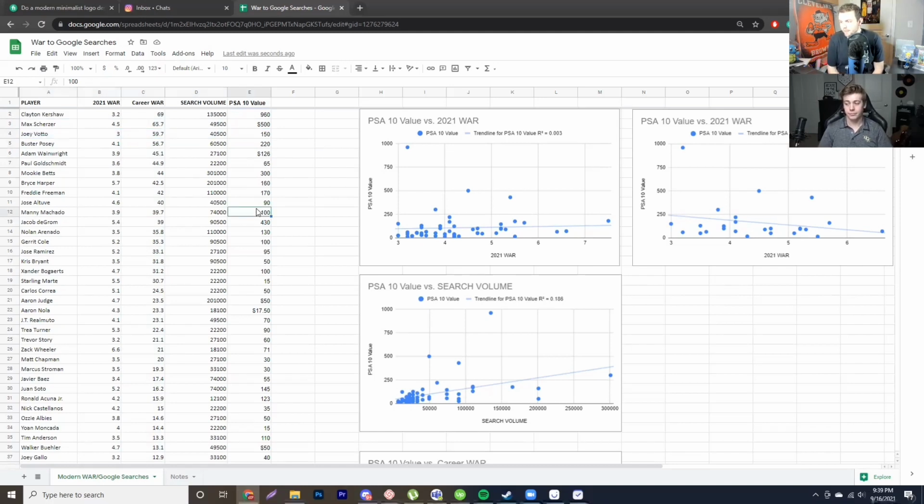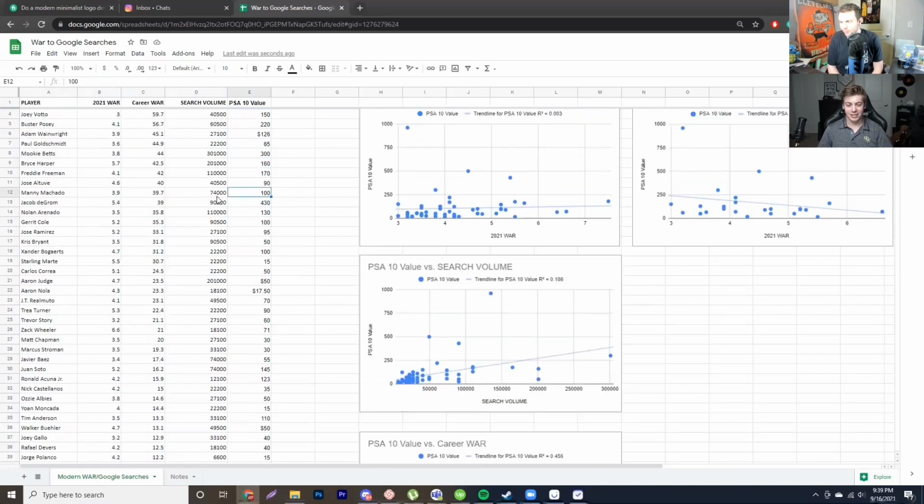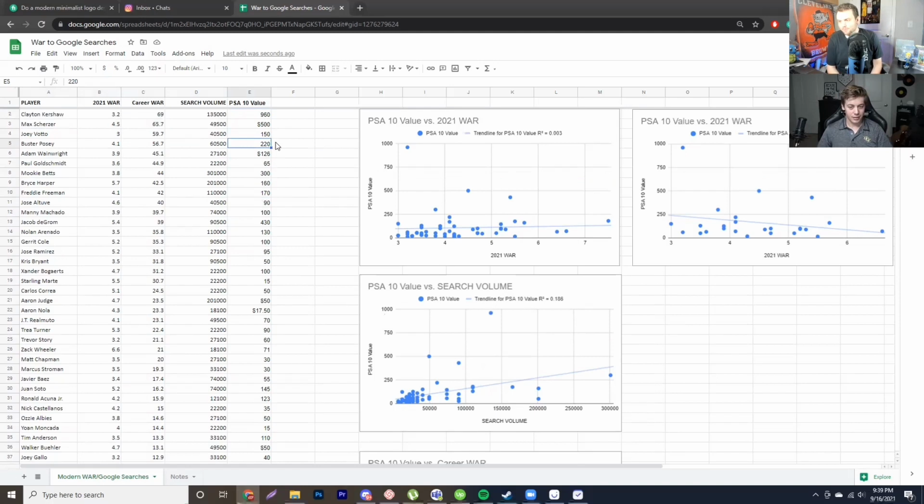Right. But at the end of the day, popularity does matter. The way people perceive players, it does matter. And I see Votto's search volume is one third of Kershaw's. So, yeah. You can see, interestingly enough, that Scherzer's popularity isn't as much as Kershaw's either.